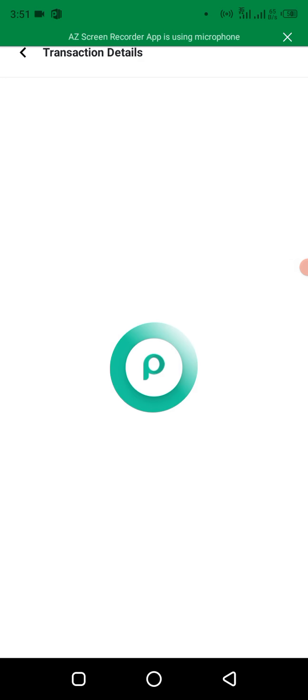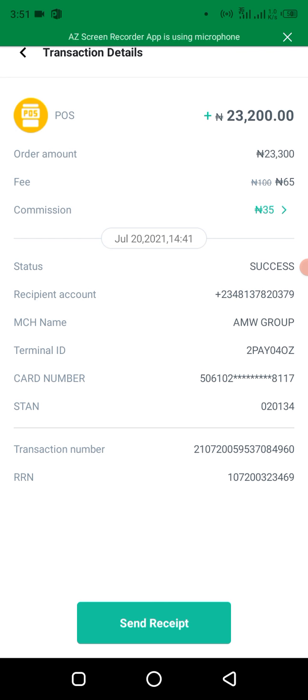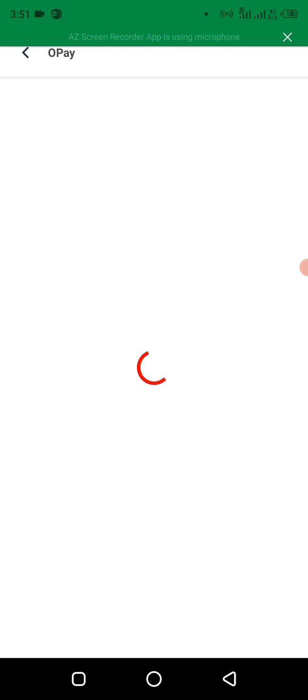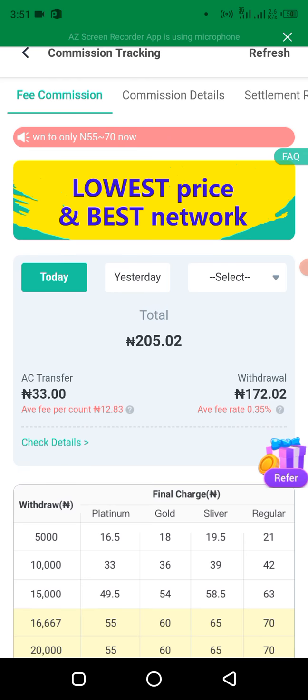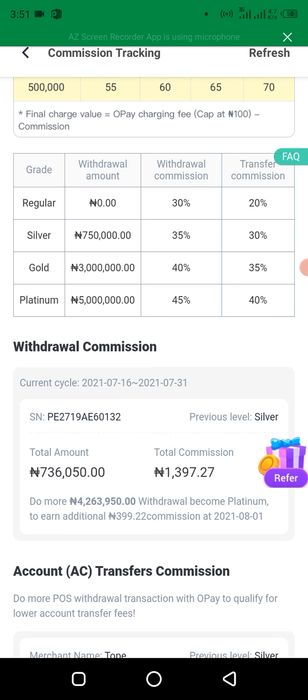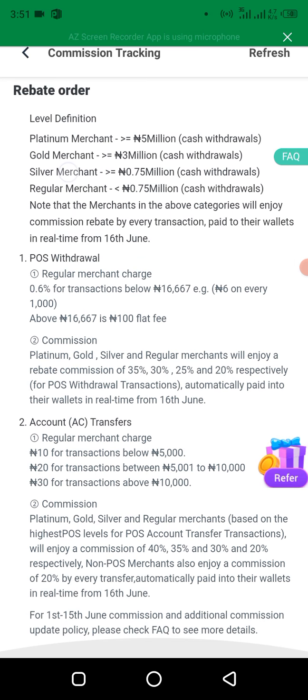Now let's go to commission structure. So that's basically how to calculate for withdrawal charges. I'll also show you a table that breaks everything down easier, but I don't want us to go straight into it. Now for transfer, look at this now.